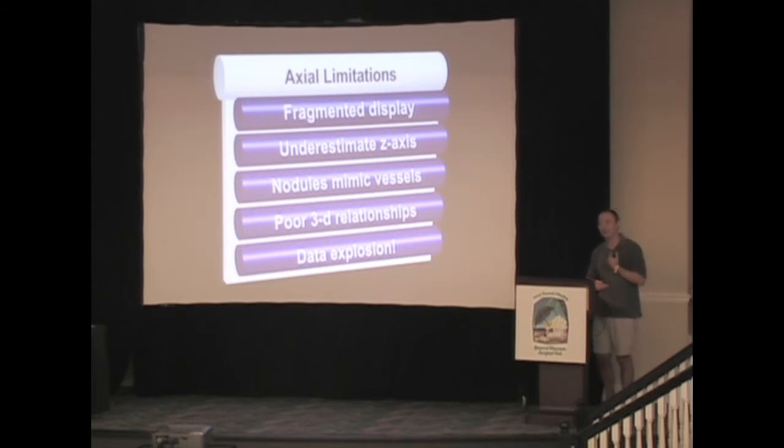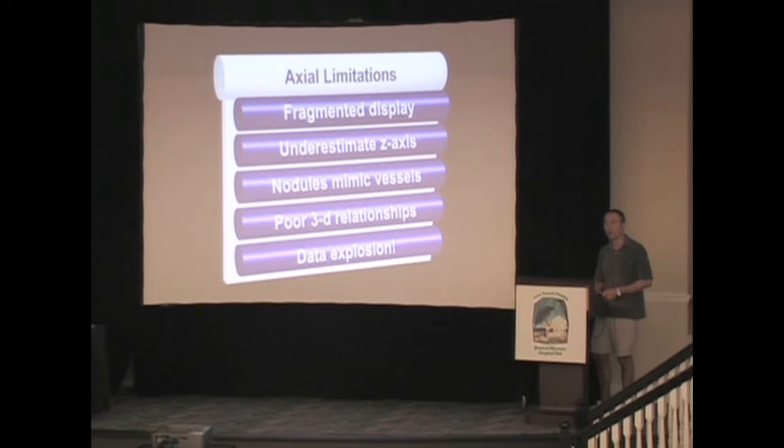We know that it underestimates the z-axis or craniocaudal extent, which is obviously very important to you if you're deciding whether something can be resected in the trachea or in terms of planning an esophageal surgery. We have trouble where sometimes nodules mimic vessels, poor 3D relationships, and there's a data explosion.